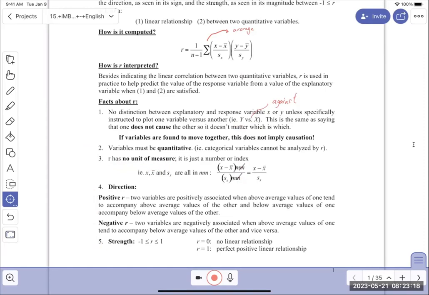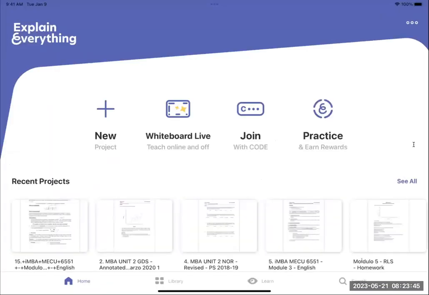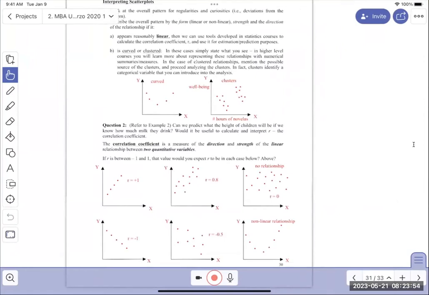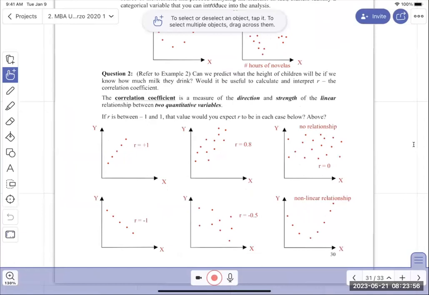Direction is all about whether it's positive or negative. When two variables are positively associated, in other words, when one is above its average values and the other is above its average values at the same time, those trend together. I believe I described that using these charts here. So this is how I analyze this.